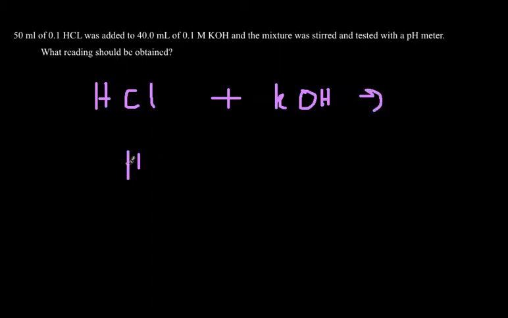Next problem. 50 mL of 0.1 M hydrochloric acid was added to 40 mL of 0.1 M KOH, and the mixture was stirred and tested with a pH meter. What reading should be obtained? Now, let's do the problem. So you have HCl. Let's write our balanced equation first. Plus KOH, and that renders HOH, as always, and what else? KCl, potassium chloride. So -1, +1, this all works out. Is this even? This is even. This is a balanced equation.